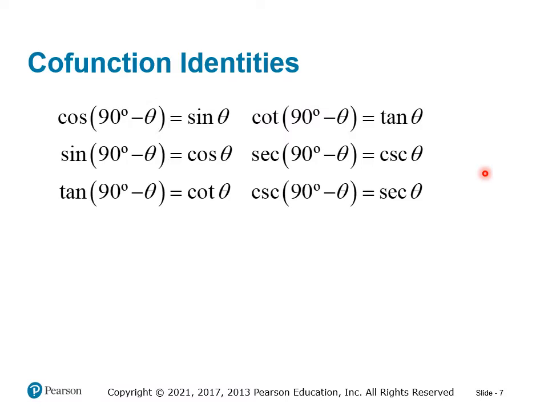We saw these cofunction identities before, that sine and cosine are cofunctions, meaning that together they add up to a complementary angle. So the cosine of 90 minus theta is equal to the sine of theta because these two angles are complementary. That works the same with tangent and cotangent and secant and cosecant. Okay, that the trig function of one value is equal to its cofunction's trig function of the complementary angle.